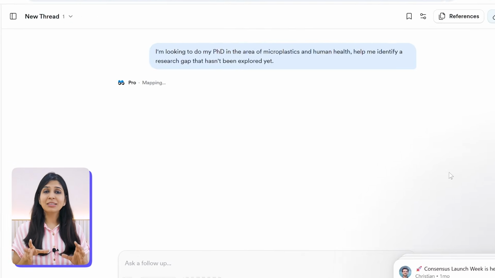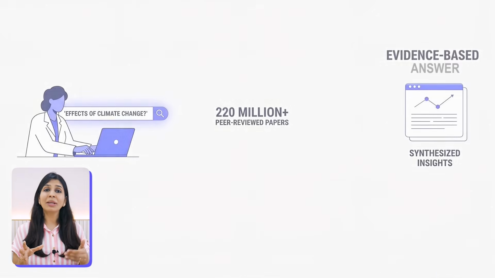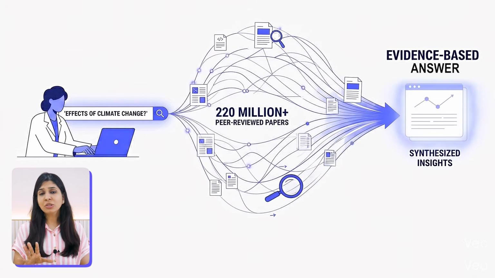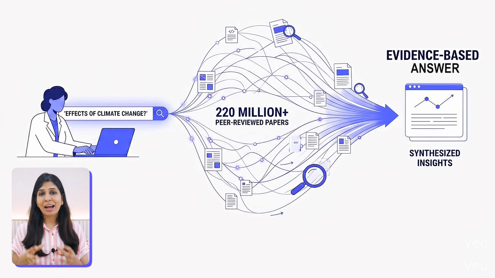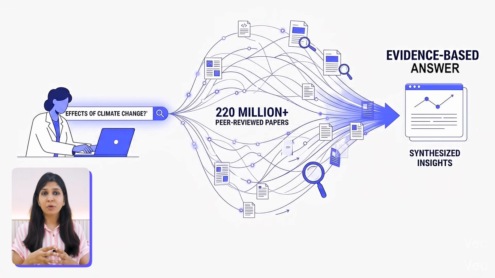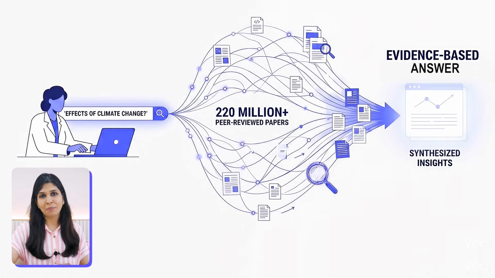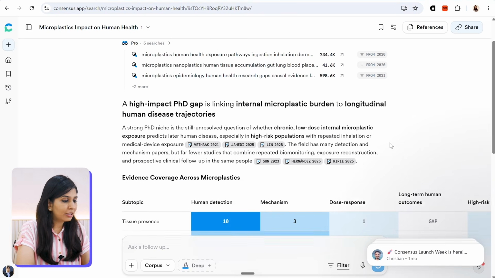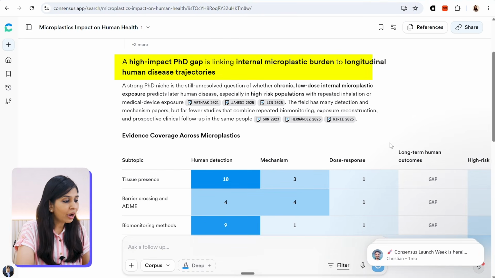And what Consensus does is go through 220 million plus peer-reviewed papers to share with you not just a list of articles, but an actual evidence-based answer which is grounded in what's already been published. So if you see on my screen right now, very clearly Consensus is telling me a high-impact PhD gap is linking internal microplastics burden to longitudinal human disease trajectories.